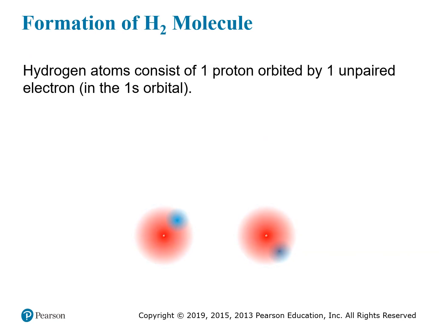In order to draw a Lewis diagram for a molecule, we need a little bit of a better understanding of how covalent bonds form and how covalent molecules form. So to get that understanding, we're going to take a step back and look at the formation of one of the simplest molecules, which is the hydrogen molecule.